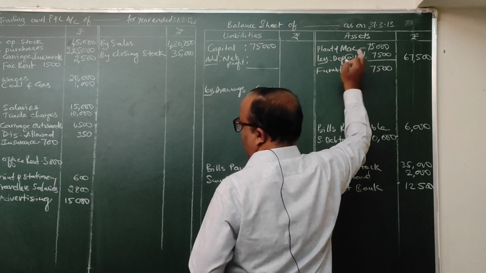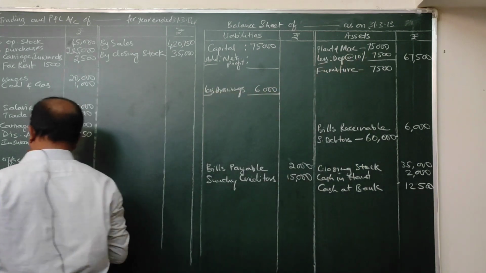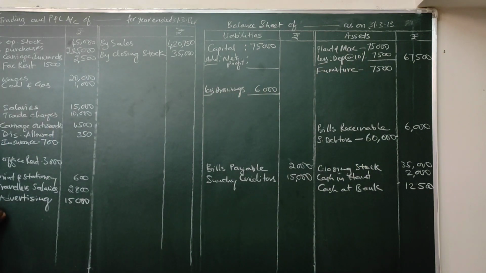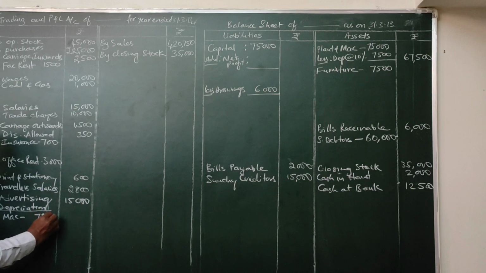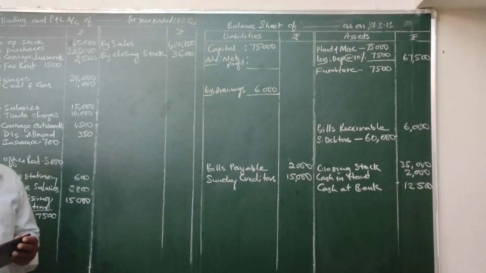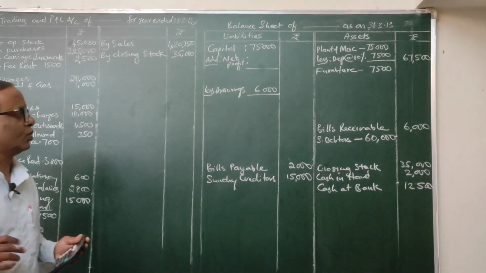Then this 7,500 again we should debit to our profit and loss account. So to depreciation. Let's take it like this: depreciation on machinery. How much did he say? 7,500. Let's take it in the column, because in this problem we also have depreciation on furniture.